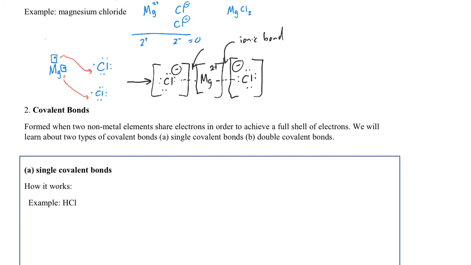Now, ionic bonds, again, are just the electrostatic attractive forces between oppositely charged ions, right? Ions with the same charge will not form an ionic bond, like a magnet won't stick to another magnet if they're at the same pole. They have to be opposite poles. So that's the ionic bond.